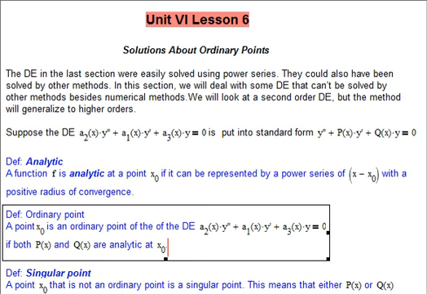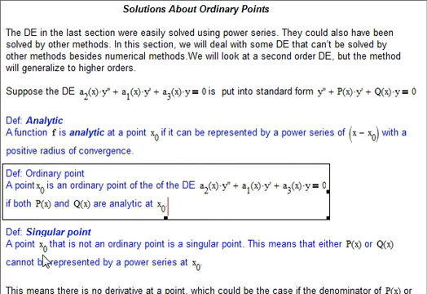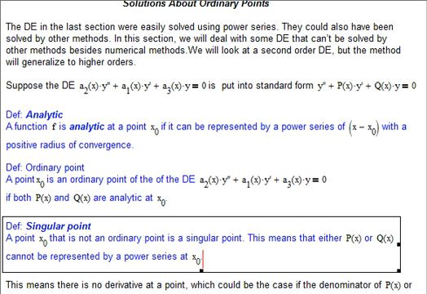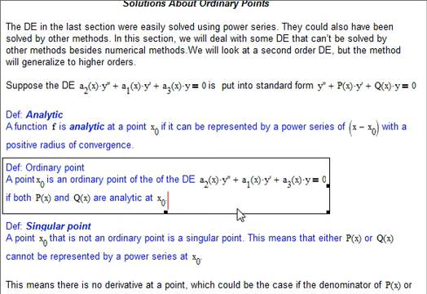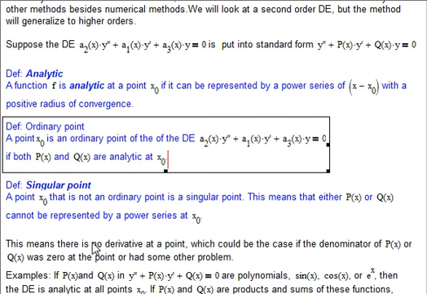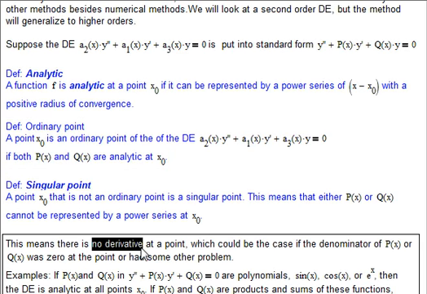Alright, so what's called a singular point is one that's not an ordinary point. That means either p of x or q of x cannot be represented by a power series at x sub 0. Perhaps there's some problem with the radius of convergence of the power series, or perhaps a division by 0 problem or something like that. What that forces to happen is there's no derivative at that point, and if there's no derivative, there's no Taylor series.